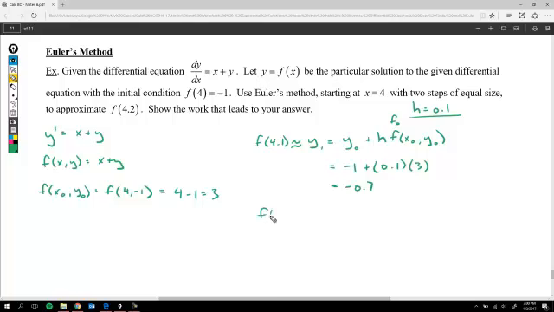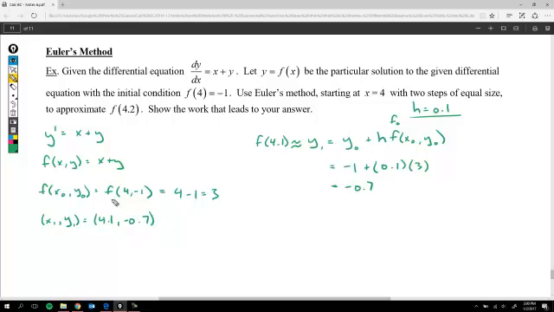I want f of 4.2. That's what I want to get to, but can't get there yet. So I just went through one step and found that x sub 1 and y sub 1 is the point 4.1 and negative 0.7. Here's my next coordinate. My original coordinate was 4, negative 1. My next coordinate is 4.1 and negative 0.7. That's what I found.